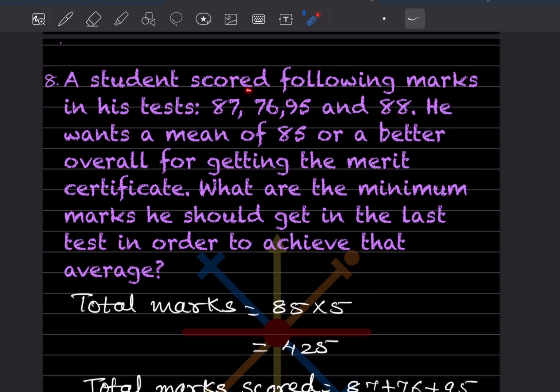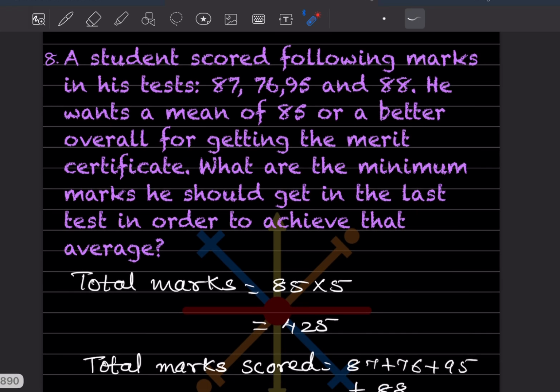A student scored the following marks in his test. So these are the marks given. And he wants a mean of 85 overall for getting the merit certificate. So what are the minimum marks he should get in the last test in order to achieve that average? So the total marks, that is the mean of 85, and these 4 tests plus the last test will be 5 tests. So that is going to be 85 into 5, so that will be 425.